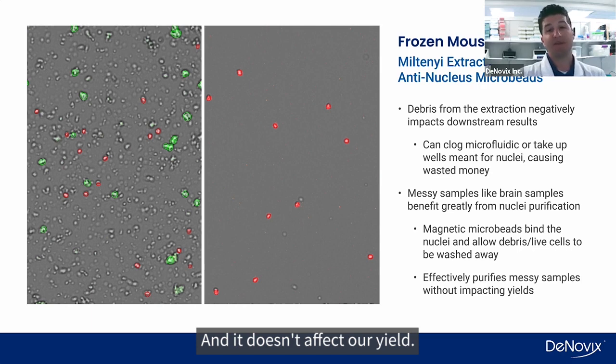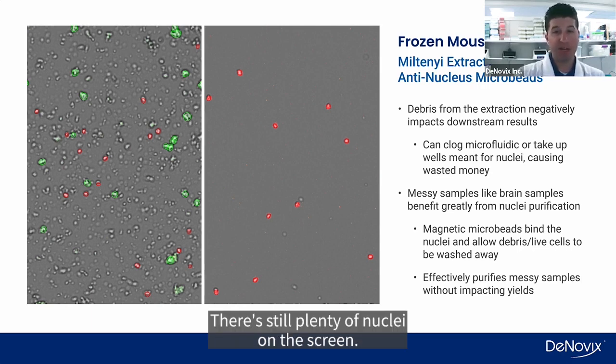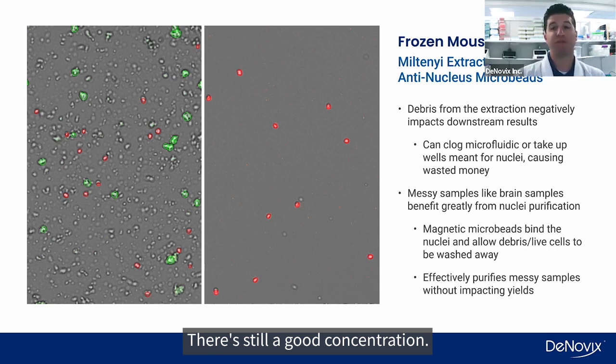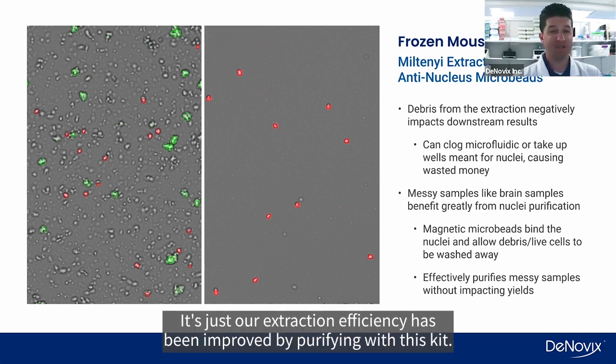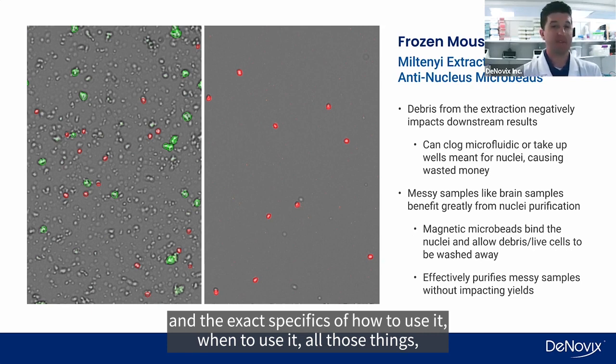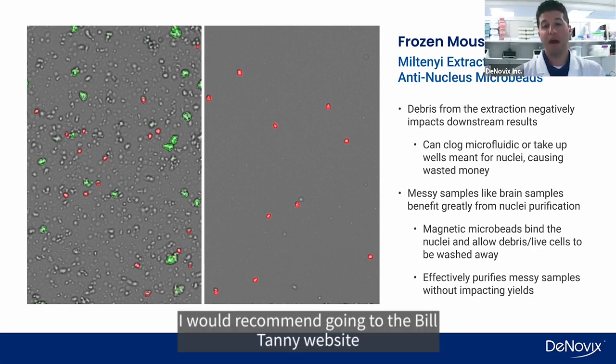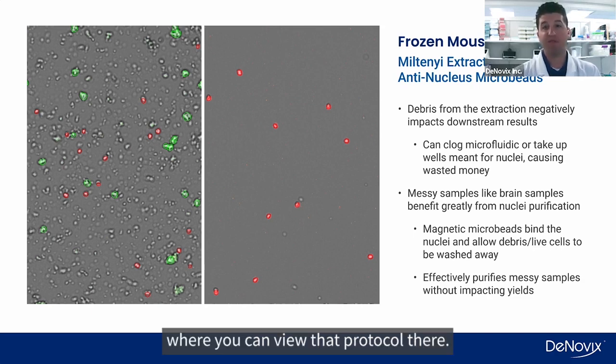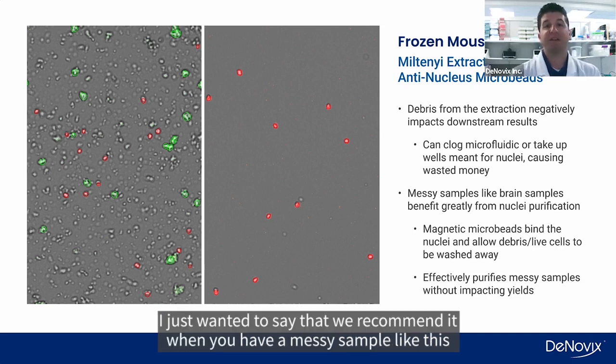And it doesn't affect our yield. There's still plenty of nuclei on the screen. There's still a good concentration. It's just our extraction efficiency has been improved by purifying with this kit. If you want more information about the ins and outs of how this kit works and the exact specifics of how to use it, when to use it, all those things, I would recommend going to the Miltenyi website where you can view that protocol. I just wanted to say that we recommend it when you have a messy sample like this.